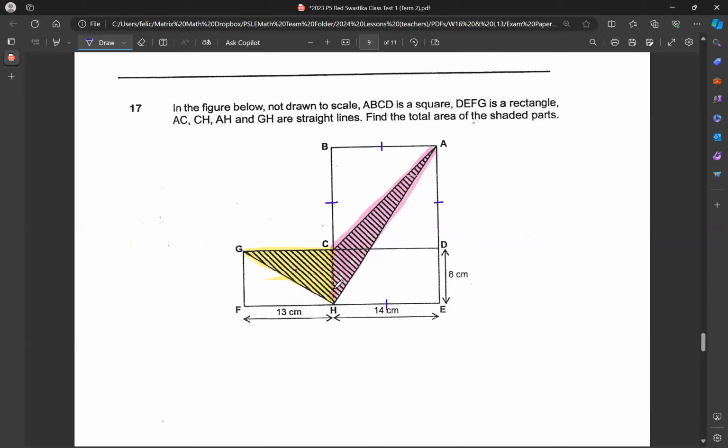All right, now then the pink triangle, ACH triangle. Pink triangle, which side will be the base? So I think the best side to treat as the base is CH, of course. Because CA, I don't have the measurement. AH, I also don't have the measurement, but CH, I do know it's 8 centimeters. So I will treat CH as the base of the pink triangle. That will be the best.